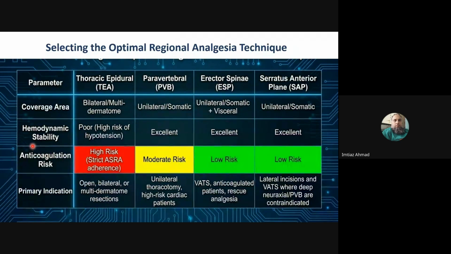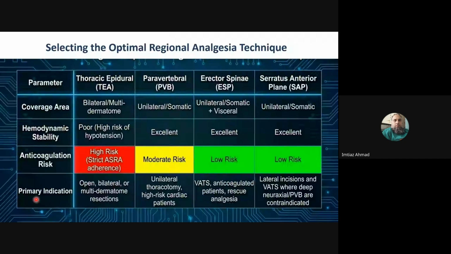Regarding hemodynamic stability, thoracic epidural has poor stability. It has high risk of hypotension. Paravertebral block, erector spinae block, and serratus anterior block are excellent, they don't cause severe hypotension. In case of anticoagulation risk, epidural is high risk, and strict ASRA guidelines should be followed. Paravertebral has moderate risk, erector spinae block and serratus anterior plane block have low risk.